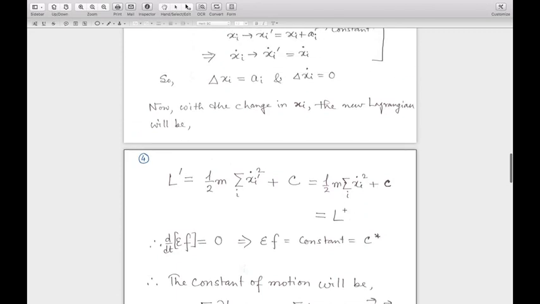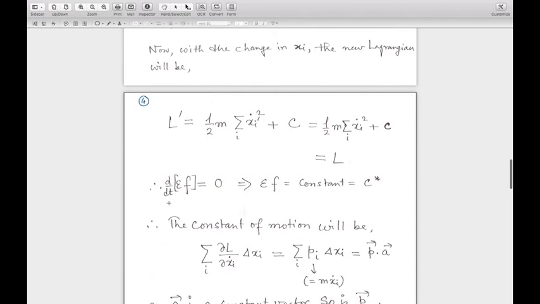So delta L, or L prime minus L, is 0. If we say that d/dt of epsilon f is delta L, then this is exactly 0. So this is basically nothing but a case of trivial transformation of the Lagrangian. The Lagrangian basically stays the same, and that says that epsilon times f is a constant function, let's say c star.